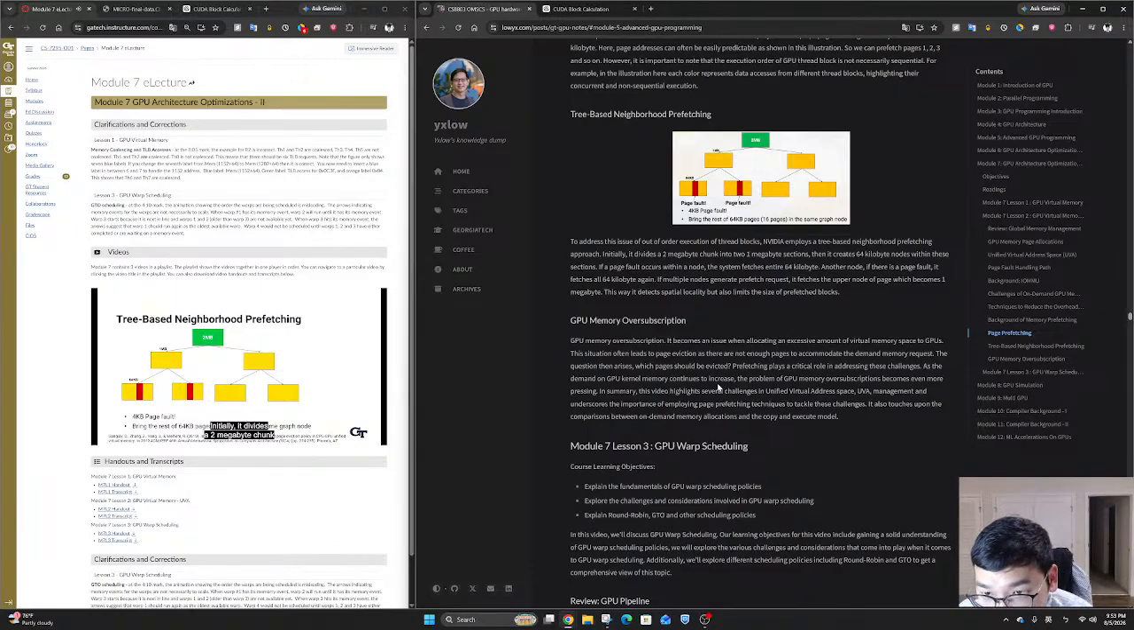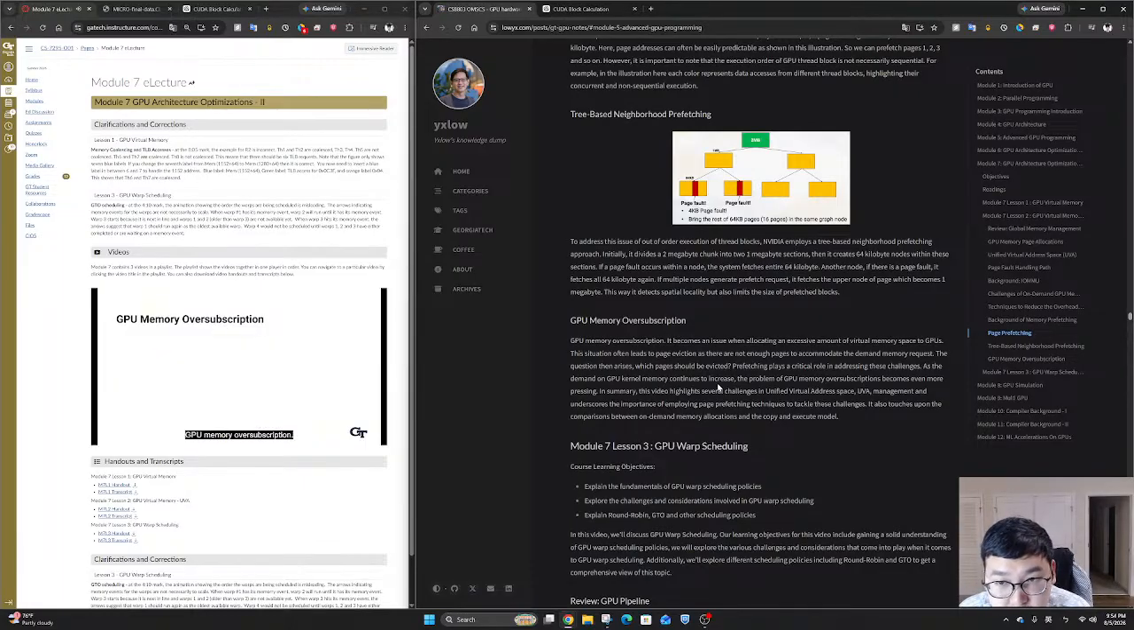Initially, it divides a 2 MB chunk into two 1 MB sections, then it creates 64 kilobyte nodes within these sections. If a page fault occurs within a node, the system fetches the entire 64 kilobytes. In another node, if there is a page fault, it fetches all 64 kilobytes again. If multiple nodes generate prefetch requests, it fetches the upper node of pages, which becomes 1 megabyte. This way, it detects spatial locality, but also limits the size of prefetched blocks.